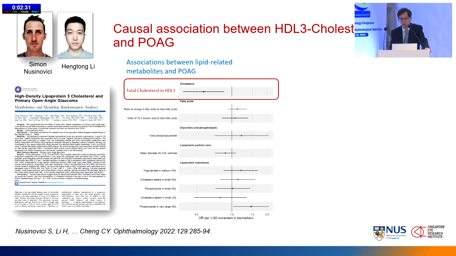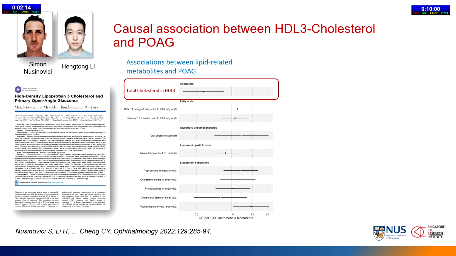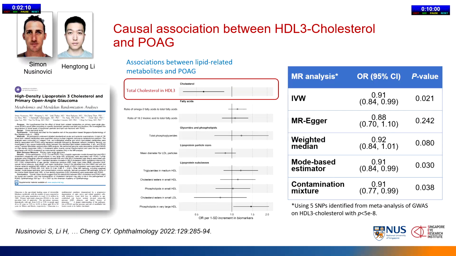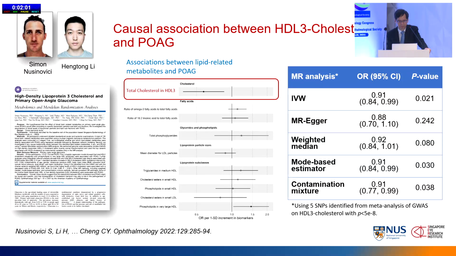And in this work, we look at the association between metabolomics and open-angle glaucoma. And we identify that HDL3 cholesterol is significantly associated with open-angle glaucoma. But we cannot find another cohort for the replication purpose. So we use this MR approach to validate our finding. And the MR analysis again supports that HDL3 level is causally associated with open-angle glaucoma.